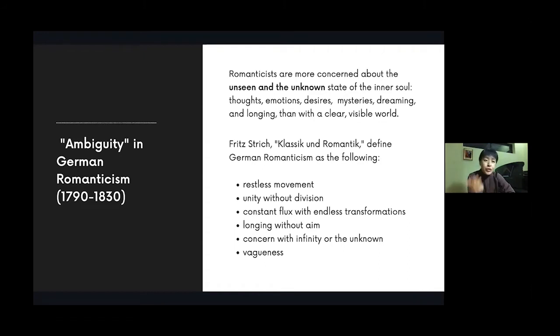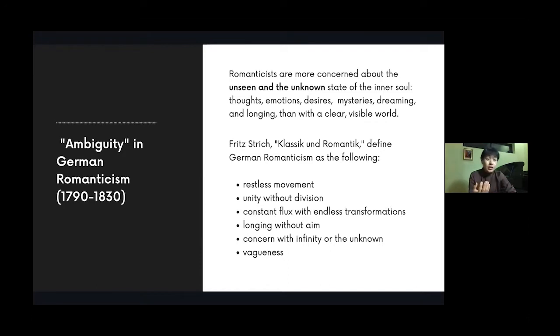So, mysteries. Romanticists love to dream because there's no limit in dreaming. There's no right or wrong way to dream. You just dream, imagination. And one important keyword that I would like to add, maybe most of you know, is longing. Longing, yearn for someone without a clear aim. You don't know how long you're going to yearn for someone. You don't know if that person will also long for you.